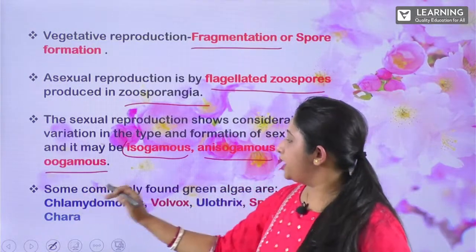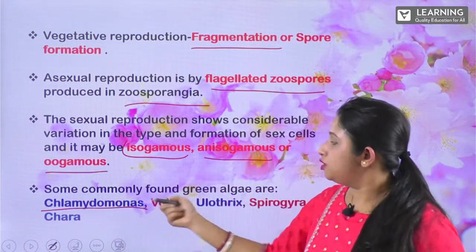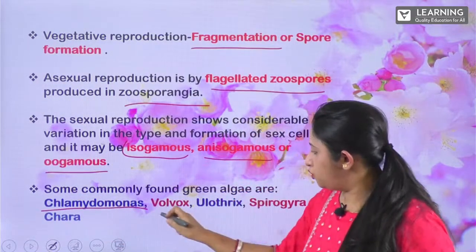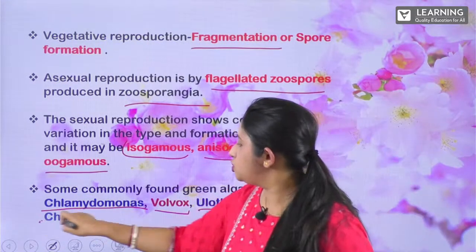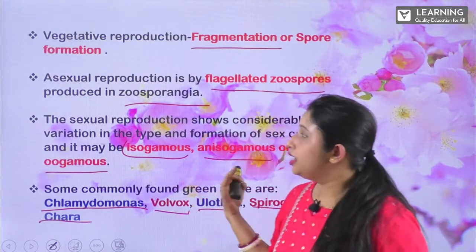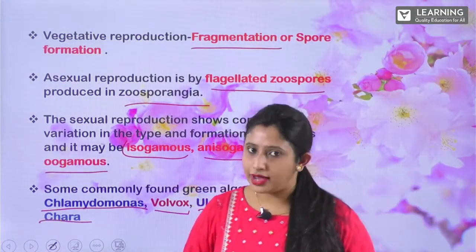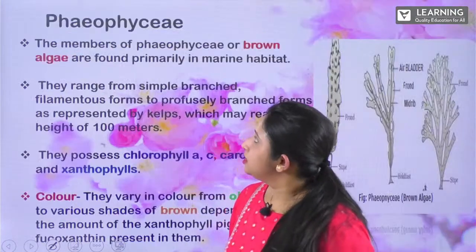Some of the examples, which is important, are Chlamydomonas, Volvox, Ulothrix, Spirogyra and Chara. These are the examples of green algae or Chlorophyceae. So this is all about Chlorophyceae.